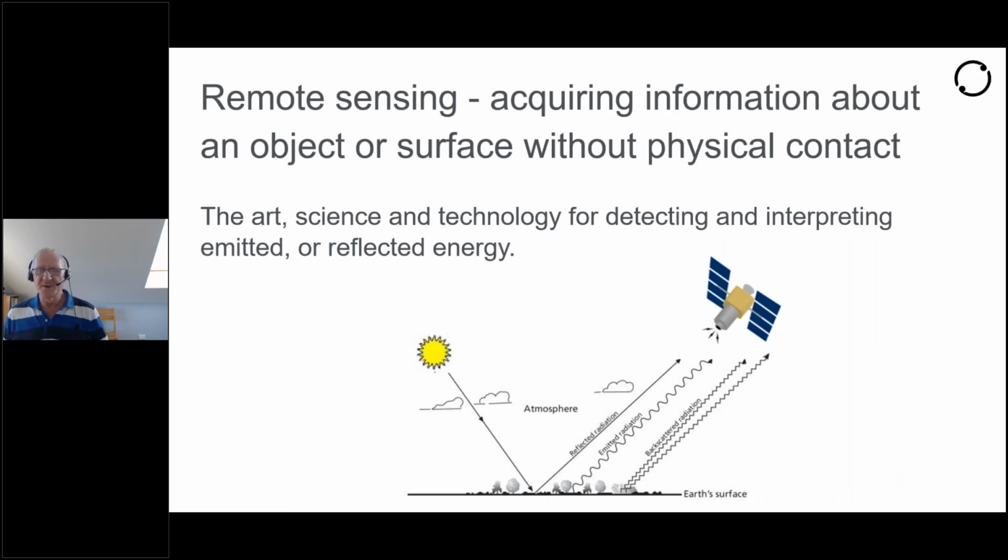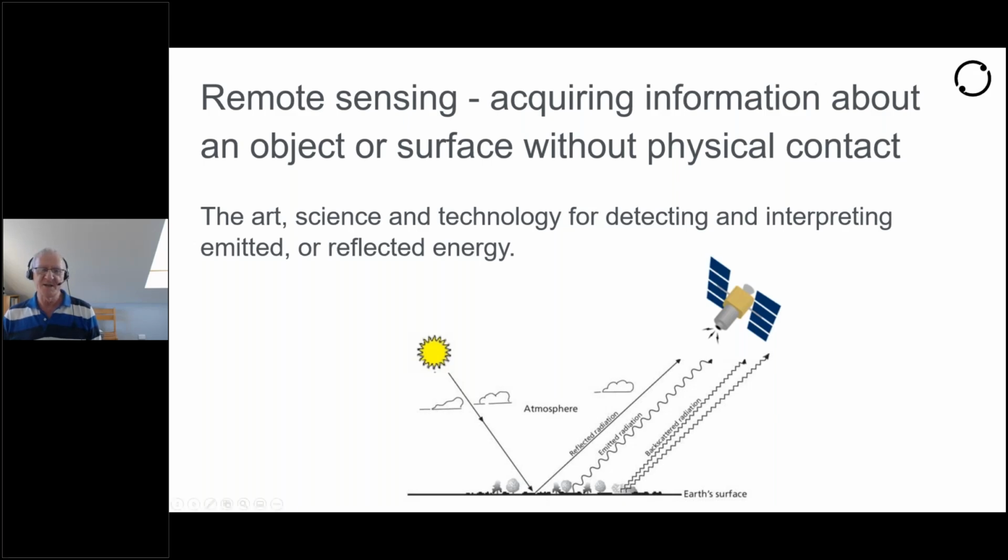So starting off with a definition, remote sensing is all about acquiring information about an object without any physical contact. So it's an art and science of detecting and interpreting the emitted or reflected energy. We get reflected energy from the sun, electromagnetic radiation hitting the surface and coming back up to your instrument. We also get emitted radiation coming from the Earth's surface, and that's particularly energy in the thermal, microwave or gamma range that can be detected.